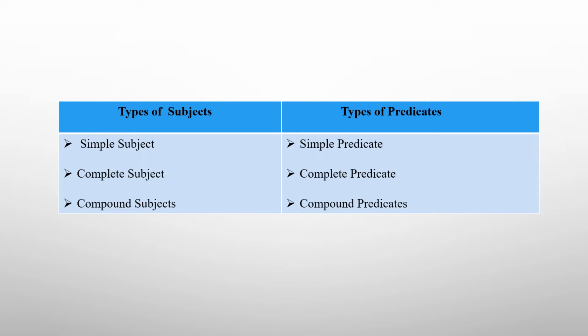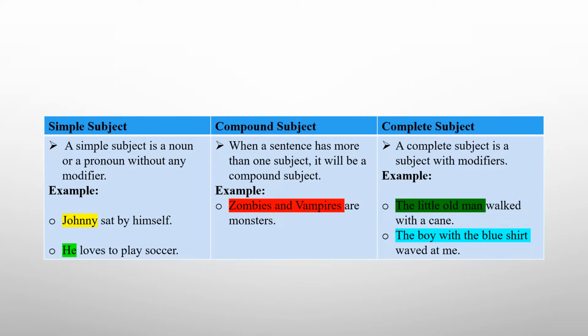Subjects and predicates have different types, that is, simple subject, complete subject, and compound subjects. And simple predicate, complete predicate, and compound predicates. We will see each type in detail. So what is a simple subject? A simple subject is a noun or a pronoun without any modifier. A modifier can be an adjective. Let's look at the examples.